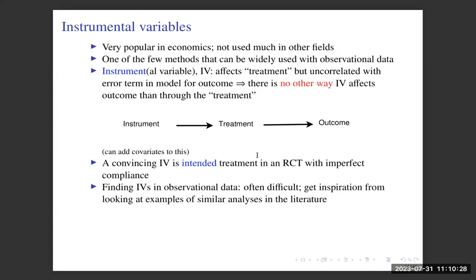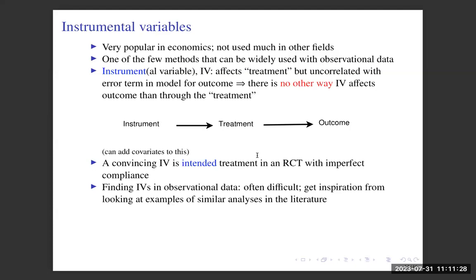You have the instrument affects the treatment, and the treatment affects the outcome, but there is no arrow from the instrument to the outcome. And it's kind of implicit here that the instrument is also not correlated with the error term here. And you can add covariates to this model. A particularly convincing instrumental variable is the intended treatment in a randomized controlled trial with imperfect compliance. So you assign somebody to receive a treatment, and then they decide whether they actually take the treatment or not. And so the only way that the assignment could affect the outcome is through actually taking up the treatment. That's typically considered a very strong instrument.